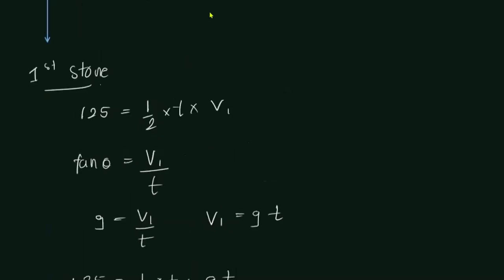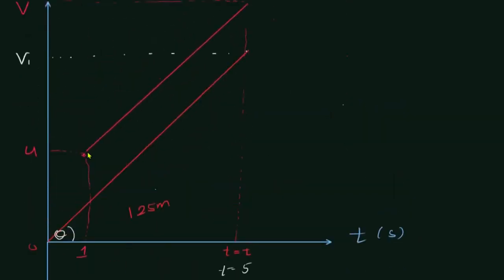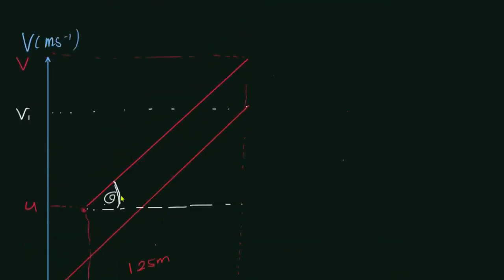Also, we can write another equation by getting the gradient. This is also theta, right? If this was theta, this is also going to be theta. So tan theta is equal to what? Tan theta is going to be opposite over adjacent. I will write it here itself.